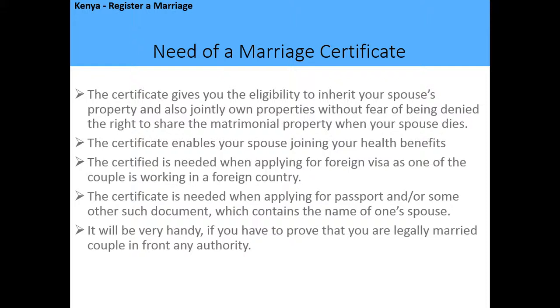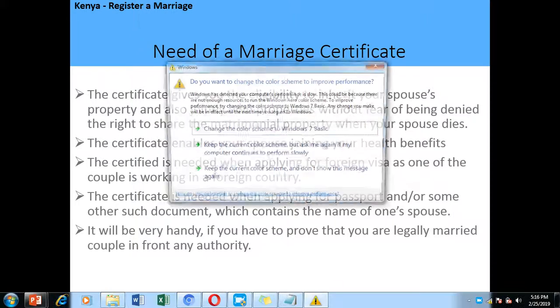The certificate also enables your spouse to join your health benefits. The certificate is needed when applying for a foreign visa, if one of your partners is working in a foreign country. And the certificate is also needed when applying for a passport or any other such document which contains your spouse's name. And it will be very handy if you have to prove that you are legally married in front of an authority. So by registering your marriage, you'll be issued with the marriage certificate, and those are the needs of a marriage certificate and some of the advantages.